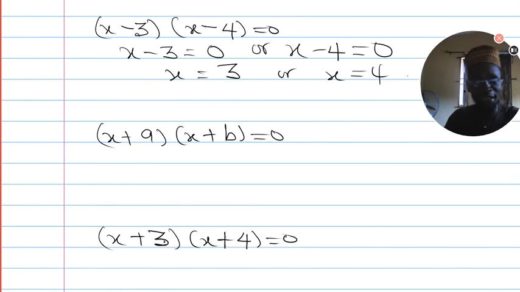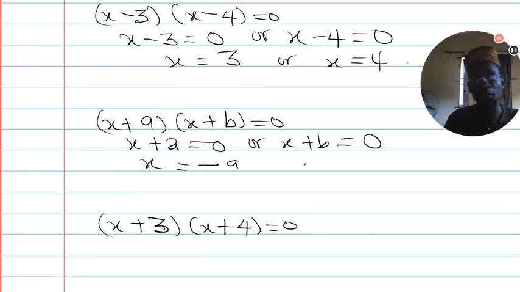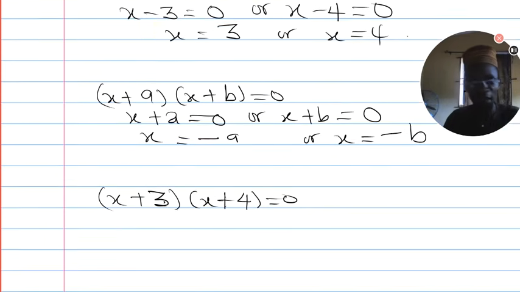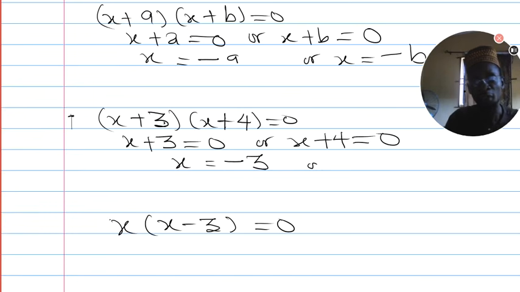Now look at this one, (x + a)(x + b). It means x + a = 0, or x + b = 0, so x = -a, or x = -b. Now look at the example for this one. We can have x + 3 = 0, or x + 4 = 0. That is x = -3, or x = -4. We are done with this.